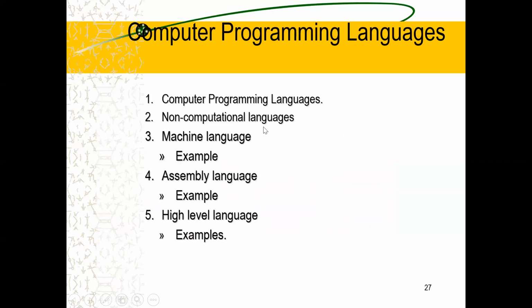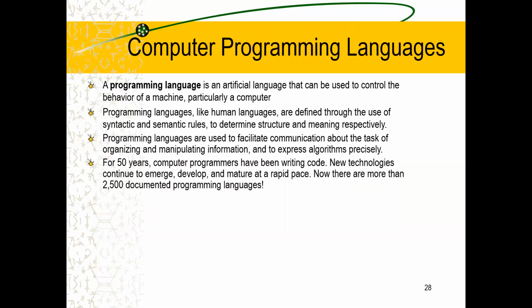Next, computer programming languages. We were talking about computer programming languages, which are categorized into different categories: non-computational language, machine language, assembly language, and high-level language. A computer programming language is an artificial language that can be used to control the behavior of a machine, particularly a computer. Like human languages, it is defined through syntactic and semantic rules to determine structure and meaning respectively. It is used to facilitate communication about the task of organizing and manipulating information.